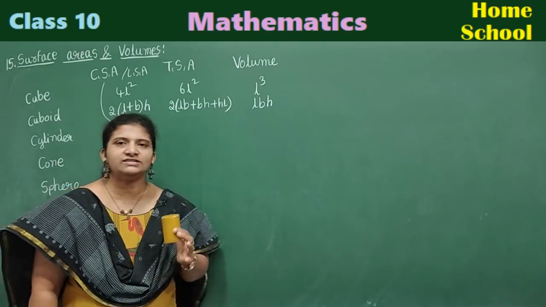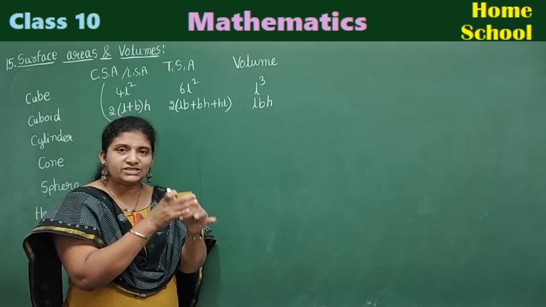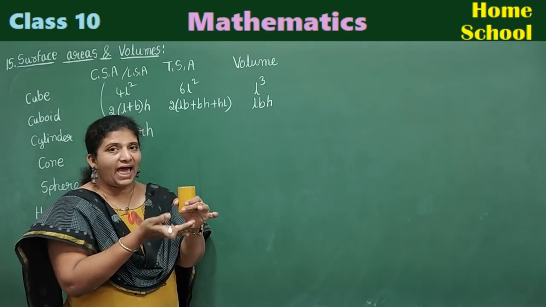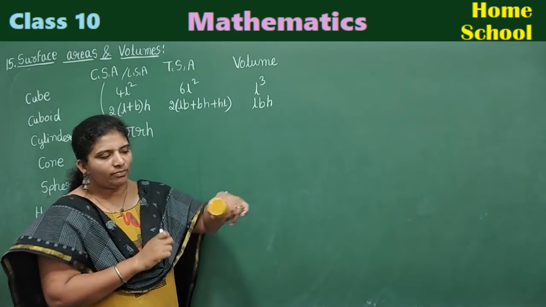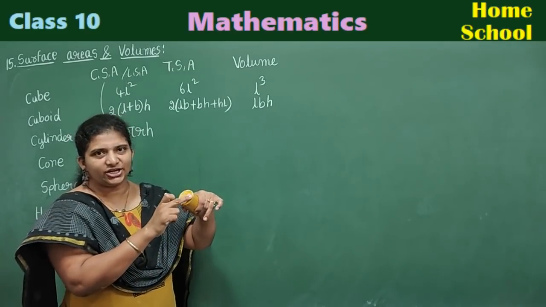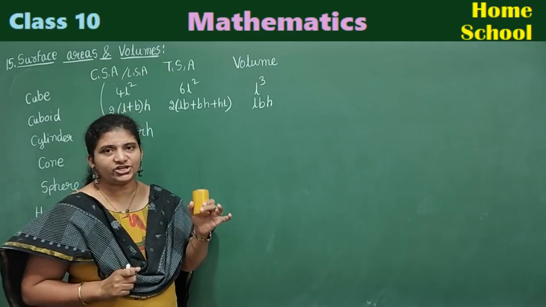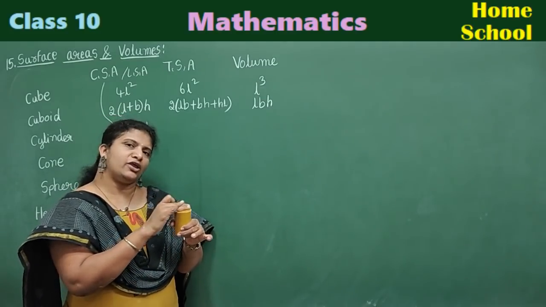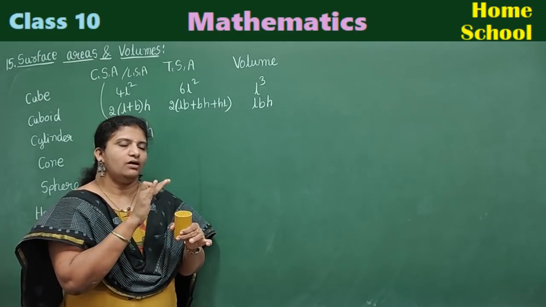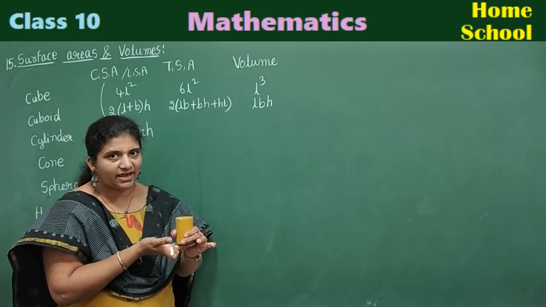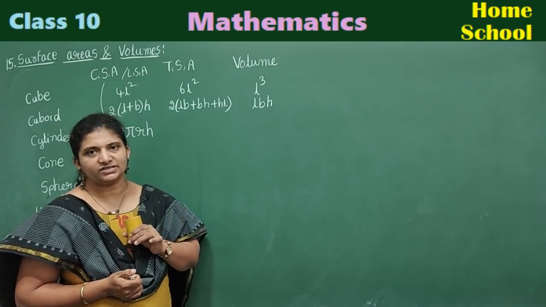Coming to total surface area. CSA of a cylinder plus top and bottom. What is the top? Which shape is it? Circular shape, and the bottom is also a circular shape. Then what is the area? The area of a circle is pi r square. Pi r square plus pi r square will be 2 pi r square.